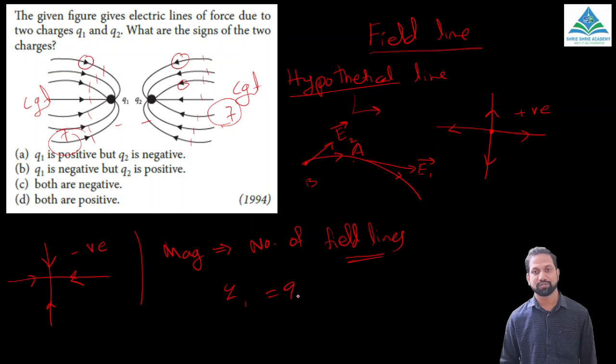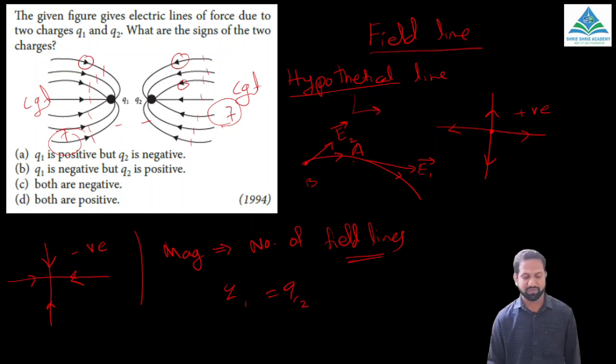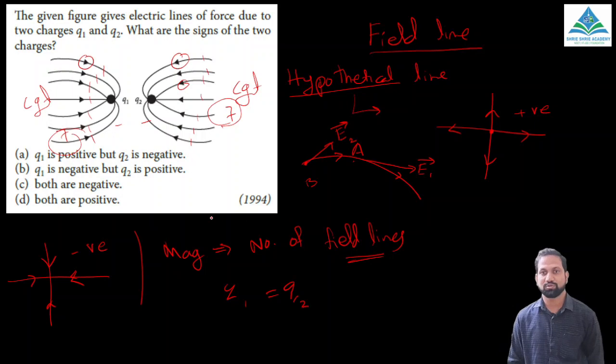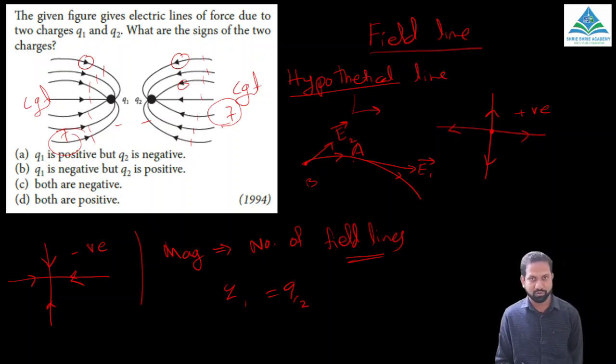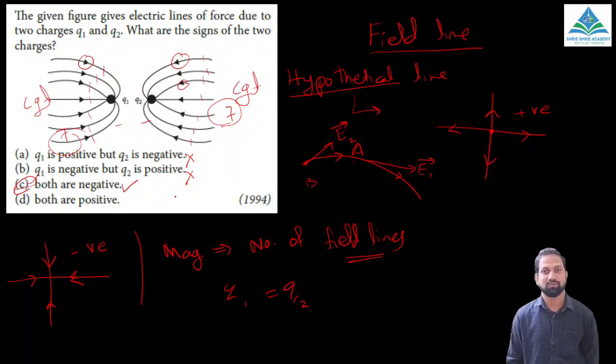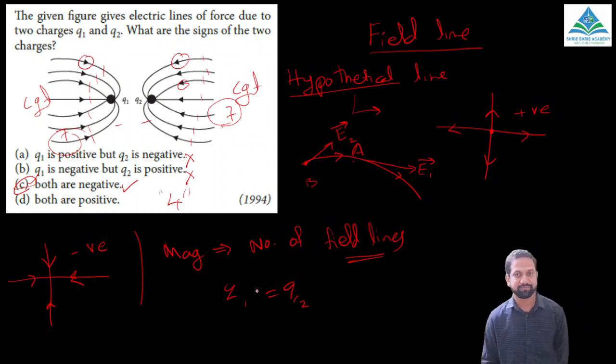I hope you got it. Equal number of field lines in the problem. So Q1 and Q2 are equal. So we can say option A is what? Q1 is positive but Q2 is negative. It's the wrong option because both are like charges and they are necessarily negative charges. Q1 is negative, Q2 positive, also wrong. Both are negative is correct. Option C will be correct. It's a very simple and straightforward problem, and this will give you 4 marks. I hope you got it.